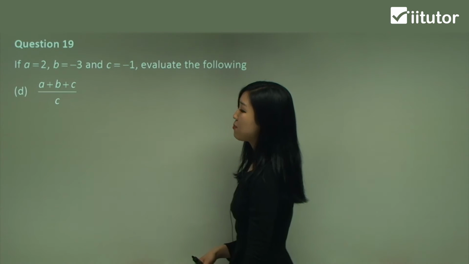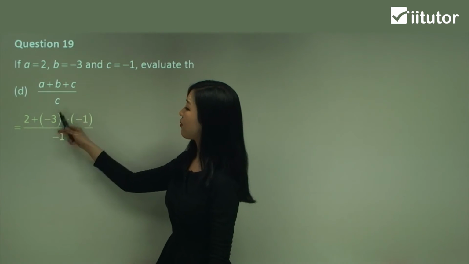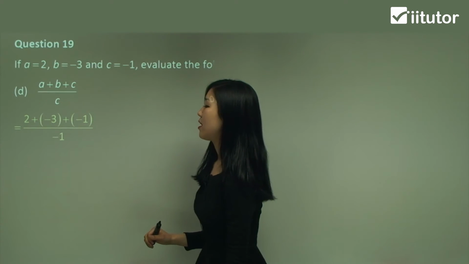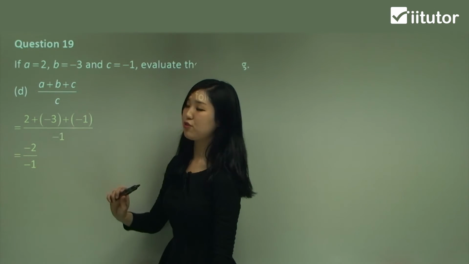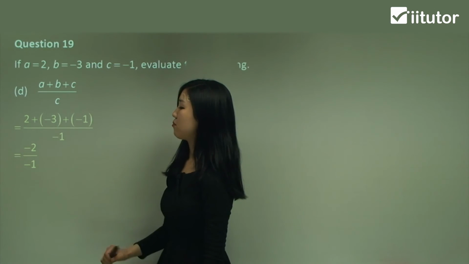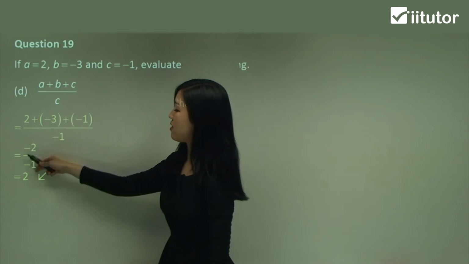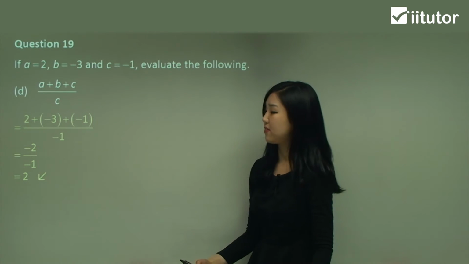D, okay, A plus B plus C over C. We know that A is 2, B is negative 3, C is negative 1. And we know that C is negative 1. Now, 2 minus 3 minus 1 is negative 2 over negative 1, which is just positive 2. That's the answer. Yeah, negative negative makes positive, 2 over 1 is just 2. This is just very easy stuff, isn't it?